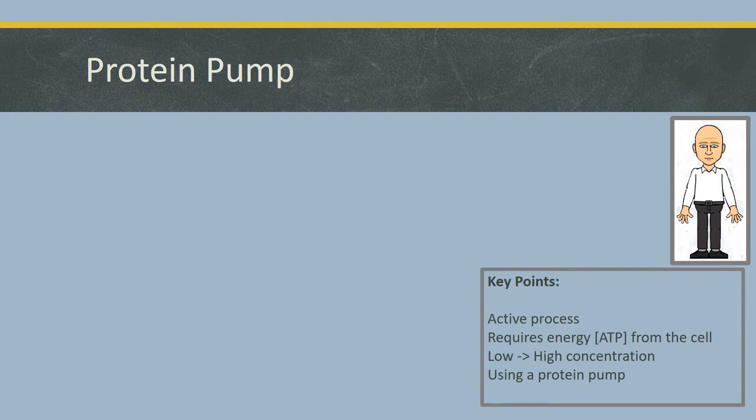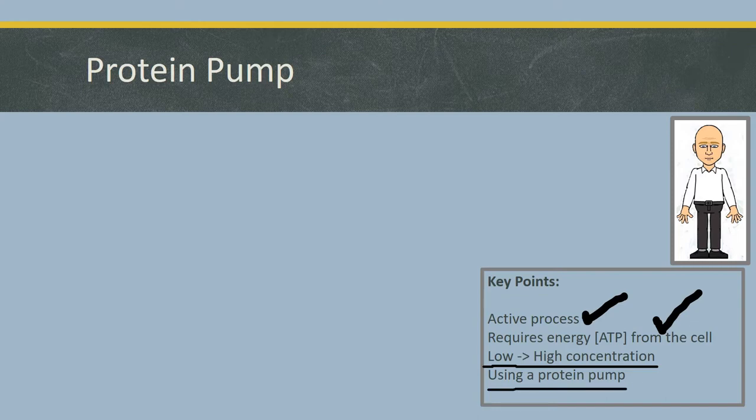So this is the first active process that we need to explain, and as you can see, an active process requires energy from the cell, and it moves molecules not from high to low but from low to high, and it uses something called a special protein pump.